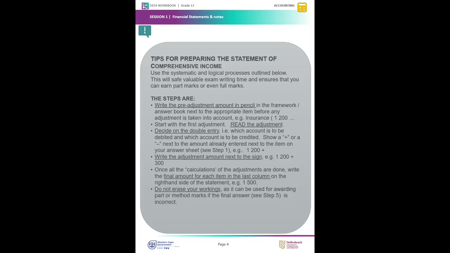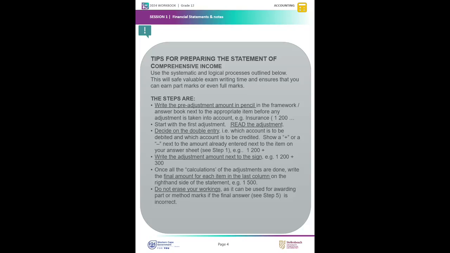So you ask yourself, okay, which two accounts am I dealing with? Which account is going to be debited? Which account will be credited? And as we've done, we've summarized all the adjustments quite nicely for you, so you can make reference to that, but hopefully not too much, eh? Then the fourth one, you write the adjustment next to the sign.